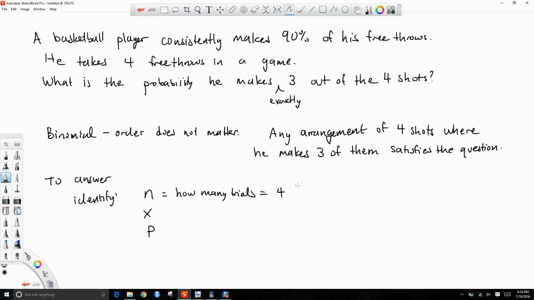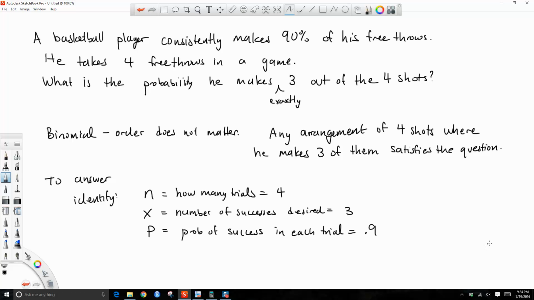He's going to take 4 shots. X is the number of successes we want. I'm sorry, not trials, number of successes we want. And so what's that? Yeah, we want 3 successes. Number of successes desired, so this is 3. And p is the probability of success in each trial, and that is 0.9, right? Okay, so we have n, x, and p.